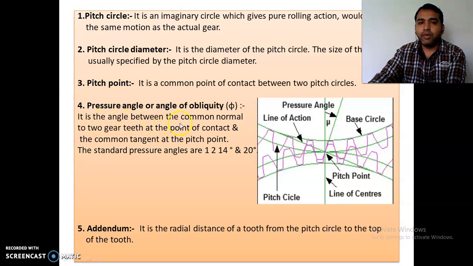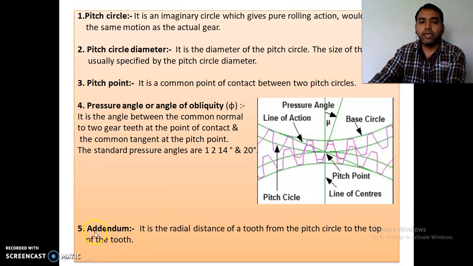It is an angle between the common normal to two gear teeth at the point of contact and the common tangent at the pitch point. That means this is the common normal to the two gears meeting at this point and the common tangent to this pitch point. That angle is called as pressure angle. So the pressure angle is in between 14 and 20 degrees. So this is the range of pressure angle.